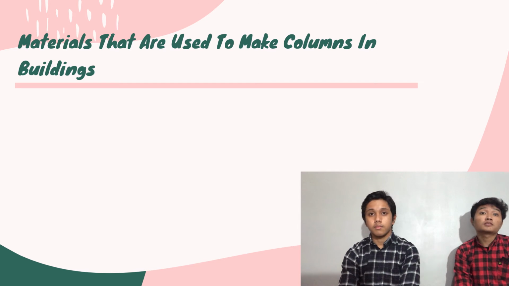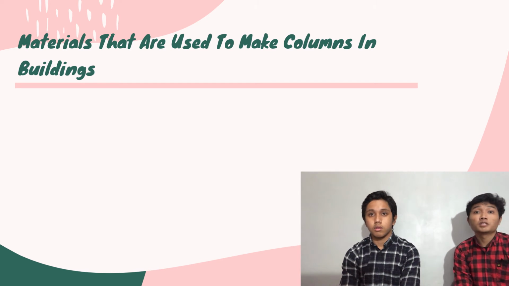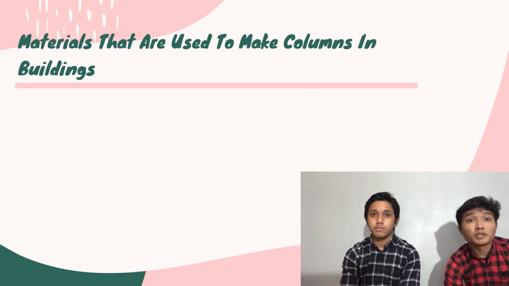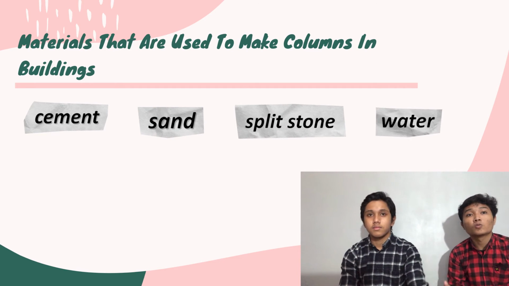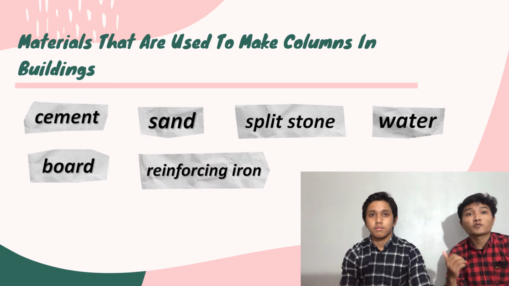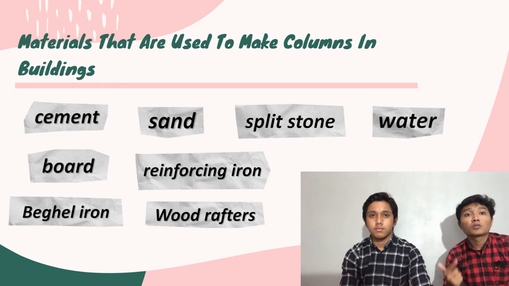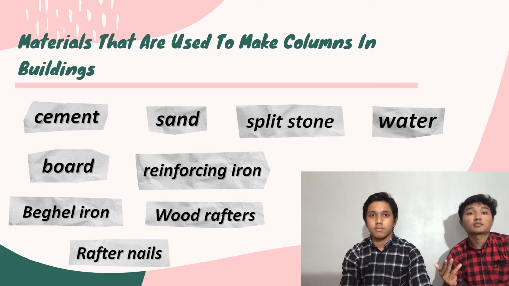Next, what materials are used to make columns in a building? Materials are cement, sand, split stone, water, board, reinforcement, bagel iron, wood rafter, rafter nails.